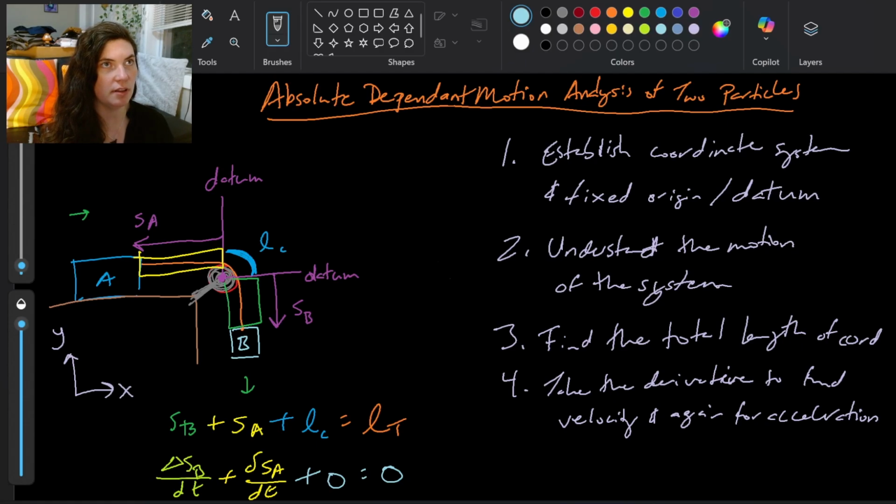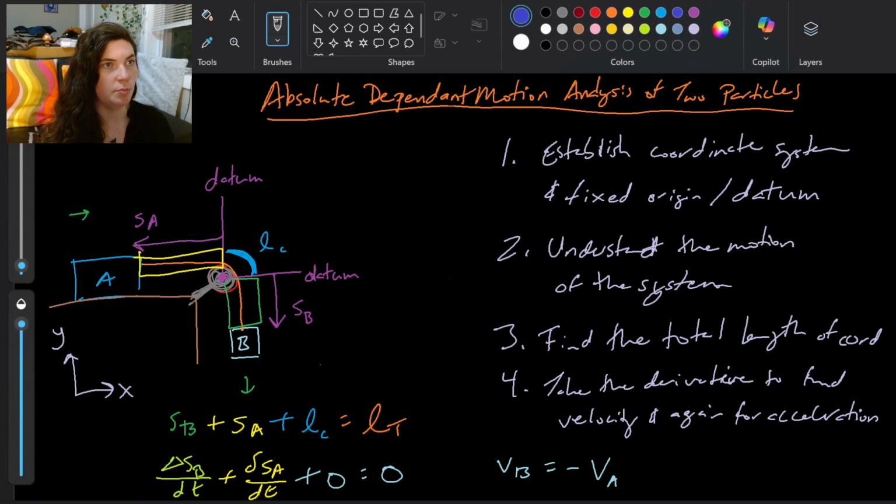If I go through and solve this, finding the velocity relationship between A and B, I have delta SB over dt and delta SA over dt. Again, those derivatives of position are just velocities. I'm going to get VB equals negative VA. And we can see this makes sense for this system.